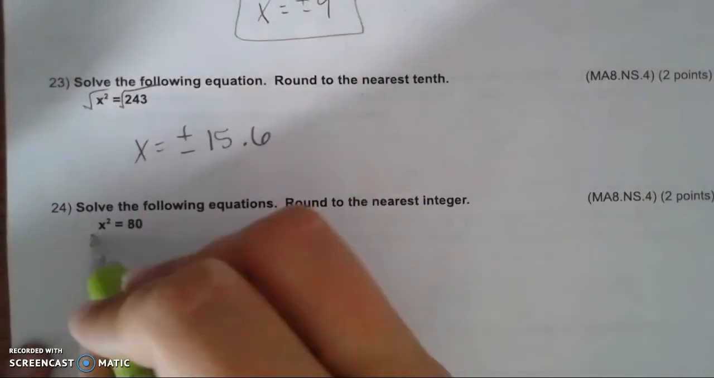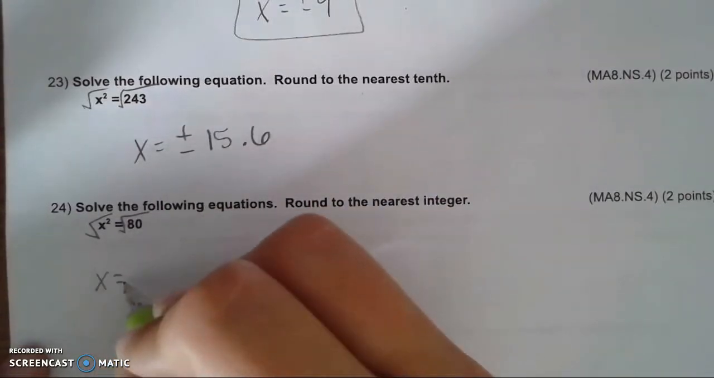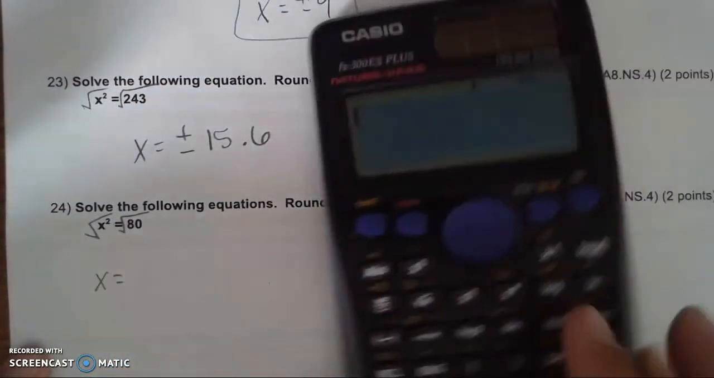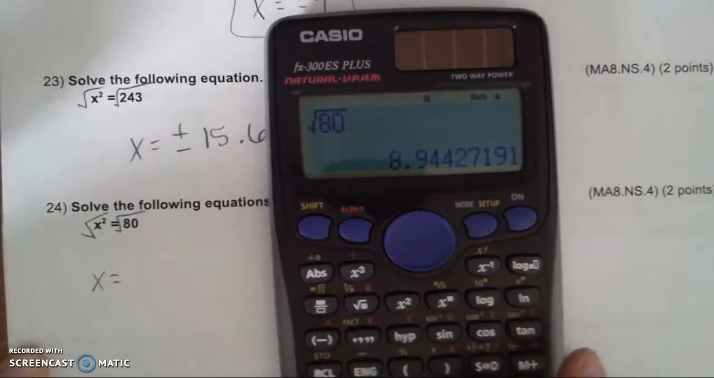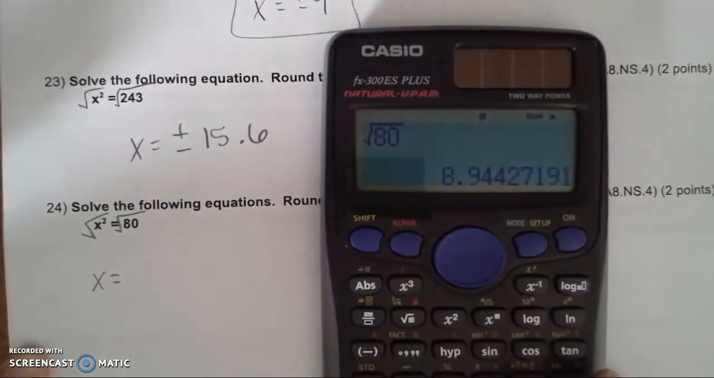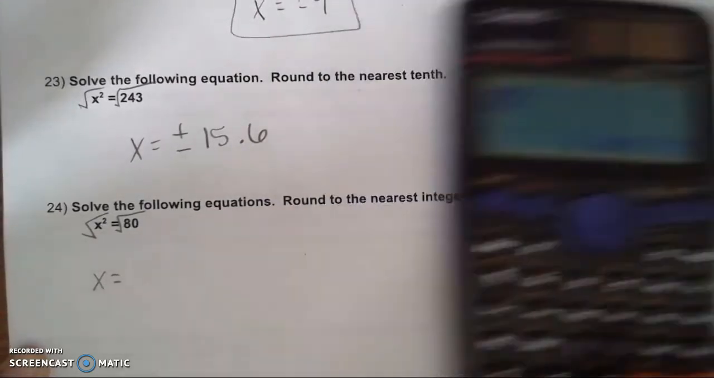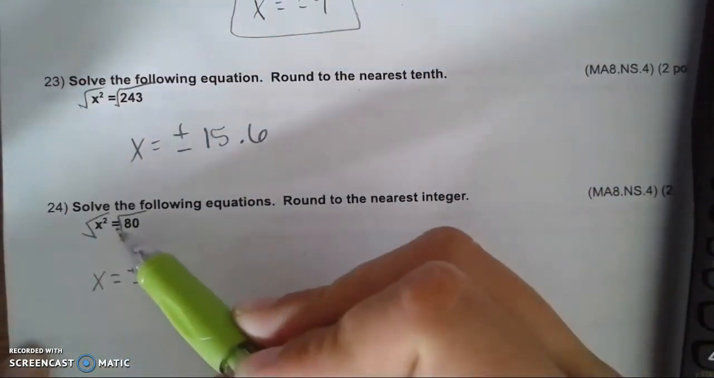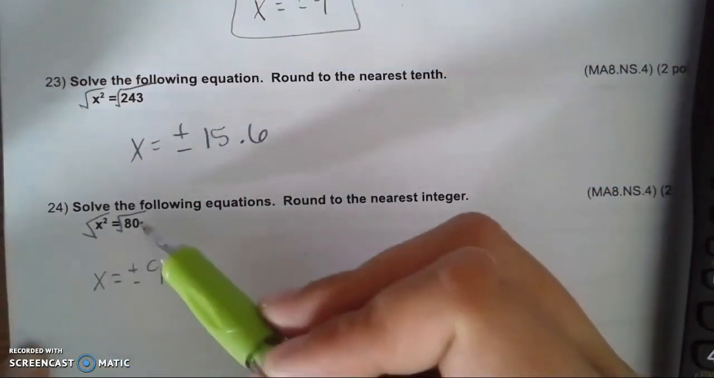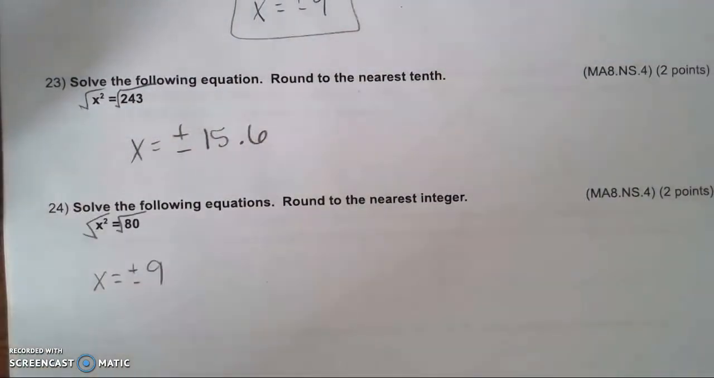And then the last one, you'll do the same exact thing. The opposite of squaring something is taking the square root on both sides. Then if I take the square root of 80, again, it's telling me to round to the nearest integer this time. So the square root of 80 would give me pretty much plus or minus 9. And you can know that too, because the square root of 81 is 9, which is super close to 80, okay? So that's your study guide.